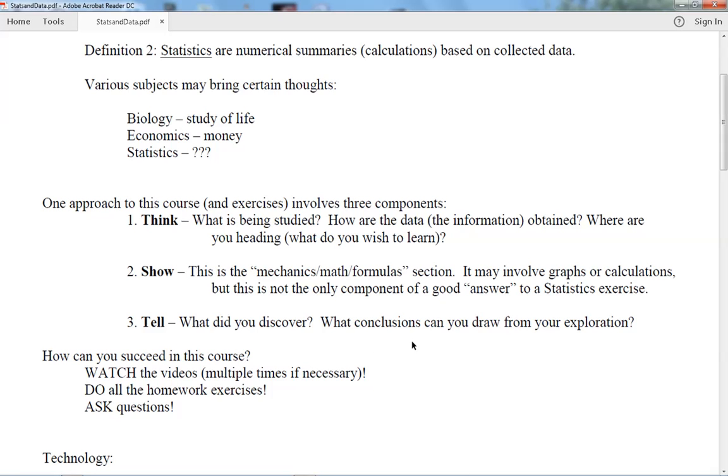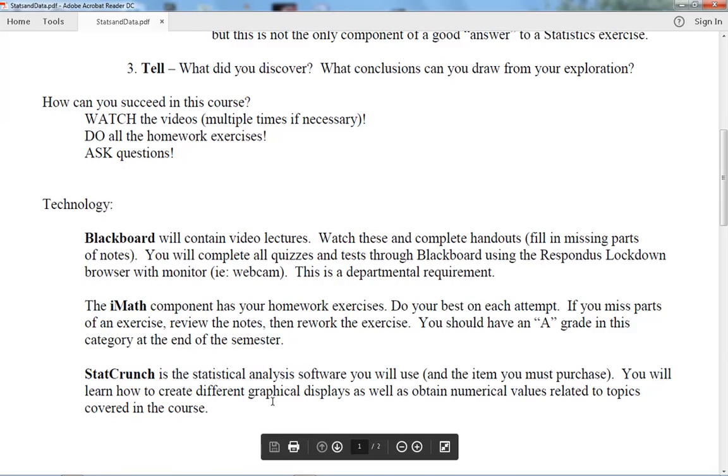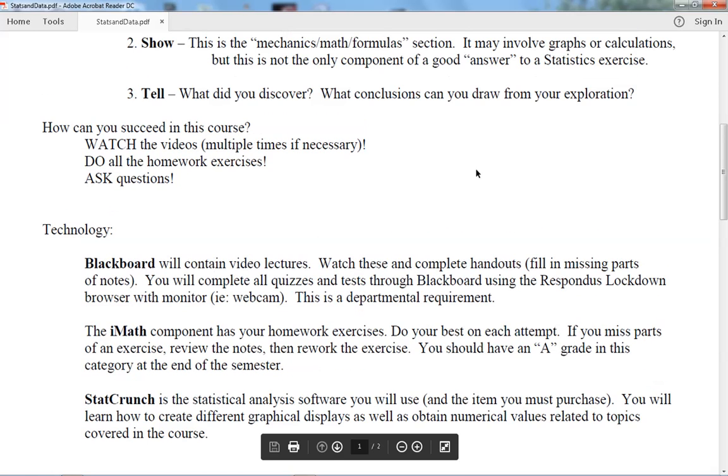What about the technology for this course? Blackboard will contain video lectures. Watch these and complete handouts. Fill in missing parts of notes. You will complete all the quizzes and tests through Blackboard using what's called a Respondus Lockdown browser with monitor. The with monitor just means a webcam. This is a departmental requirement we have.